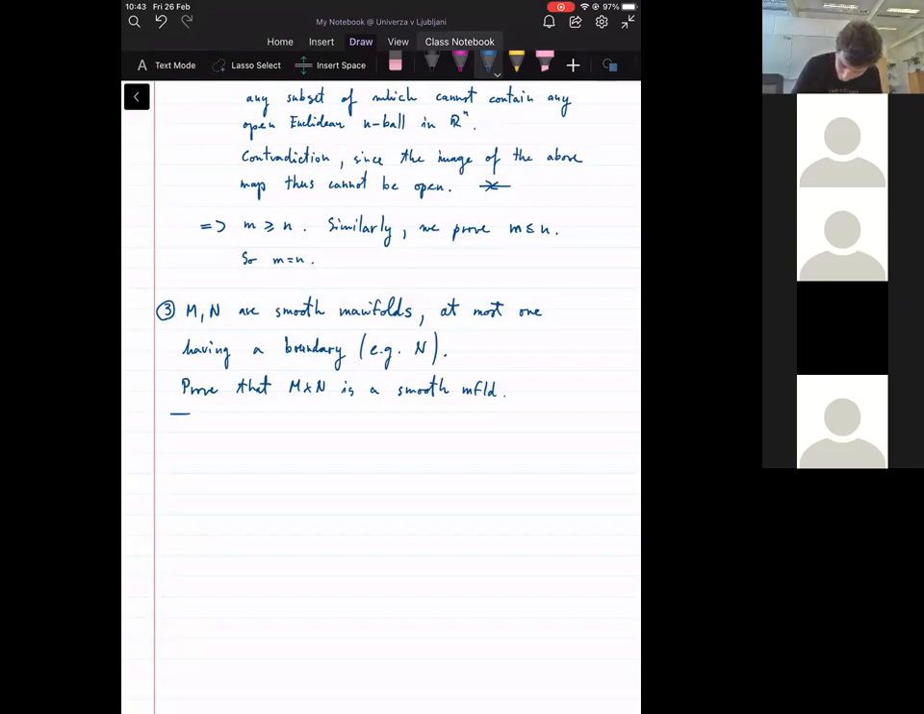Okay, so let us indeed write some stuff down. Topology. So this is the usual topology on M times N.